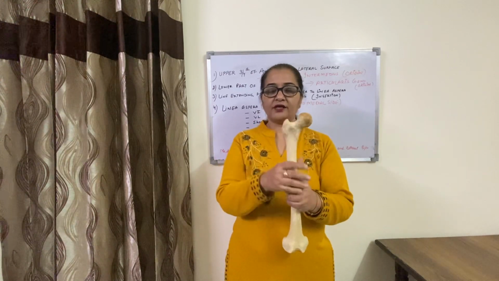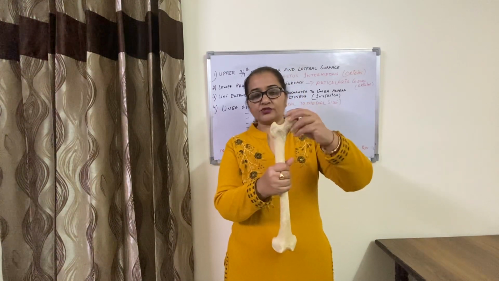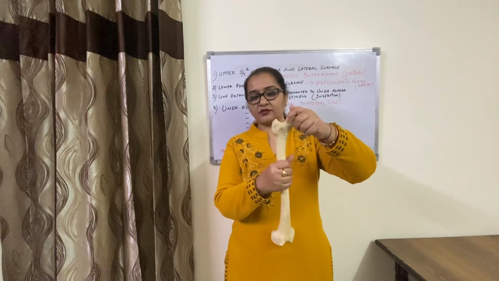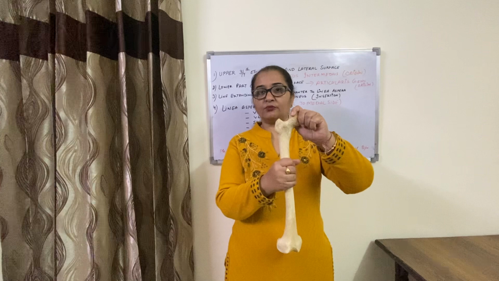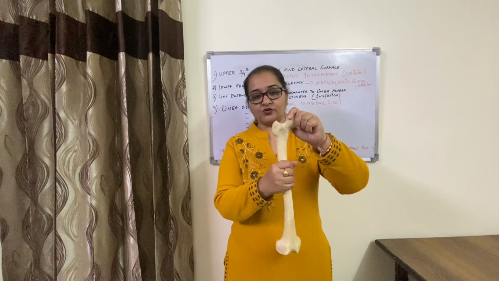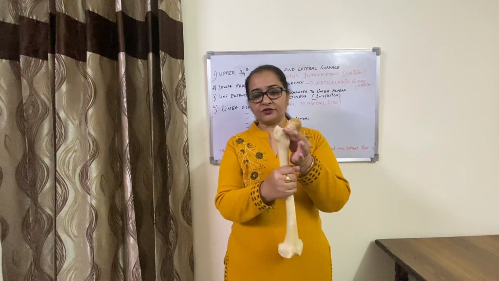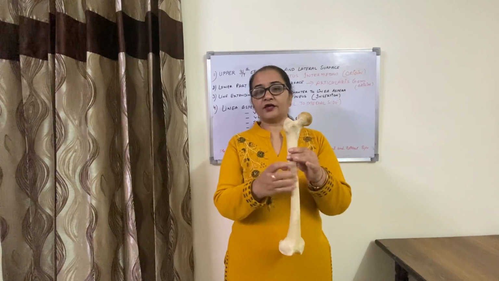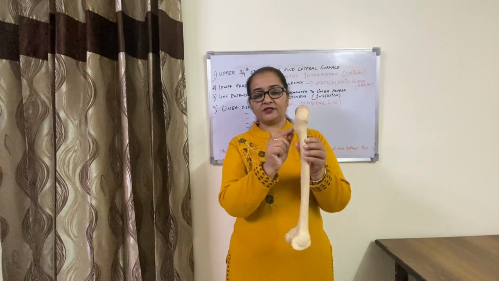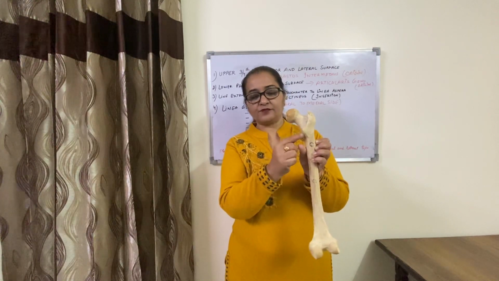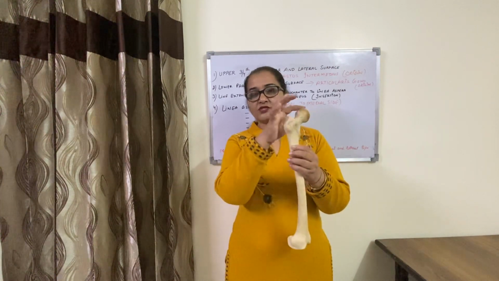Now this upper end has different parts. What are those? It has a spherical head which is going to articulate with the acetabulum of the hip bone to form the hip joint. Then it has the neck portion. This is the neck portion, and there are two elevations. One is this greater trochanter and another is the lesser trochanter which is placed posteriorly. So these are the four parts.